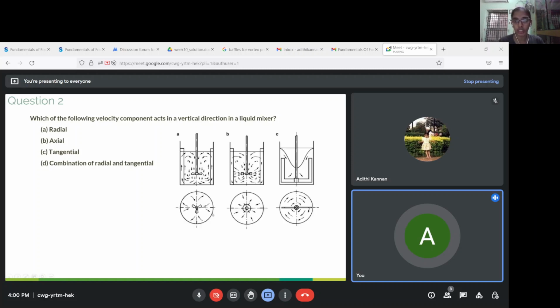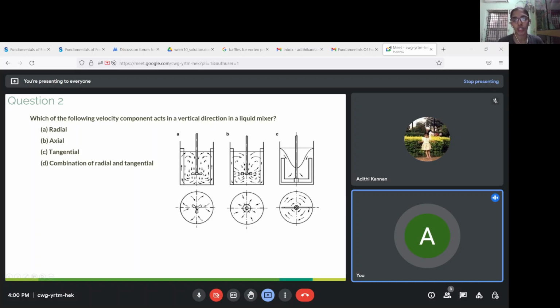If you look at the picture here, A is for a radial velocity component. Whatever the impeller or agitator induces, the liquid will flow from the center to the wall of the container, and then from the container wall back to the center of the shaft. The velocity component is in the radial direction, that is, perpendicular to the mixer shaft. So this is what happens in a radial velocity component.